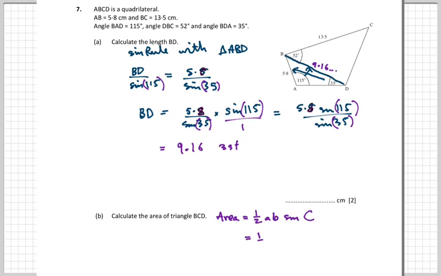If it's helpful to relabel, then do. But I'm just going to say that this is a half times 13.5 times that 9.16 dot dot dot times by sine of 52. When I plug that in, I get an answer of 48.7 to 3 significant figures. Okay, so that was that question. Moving on.